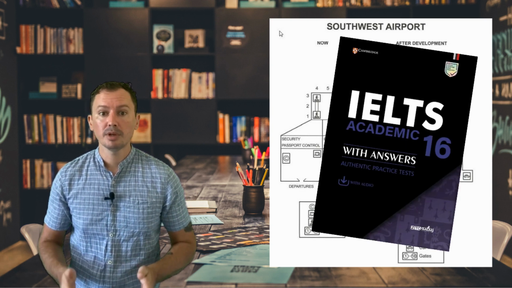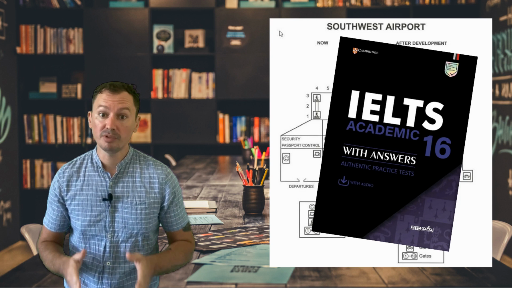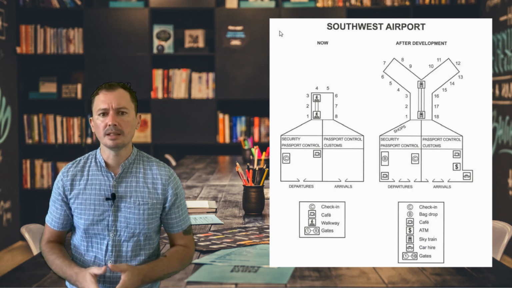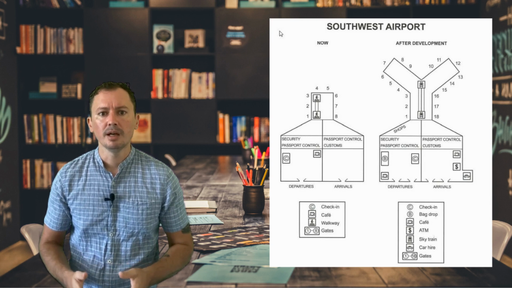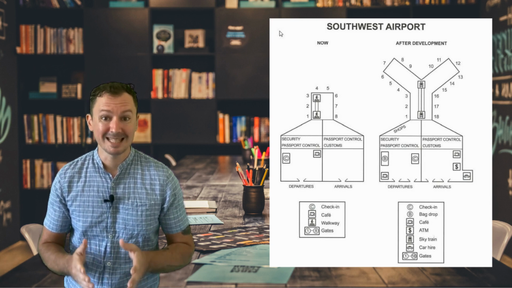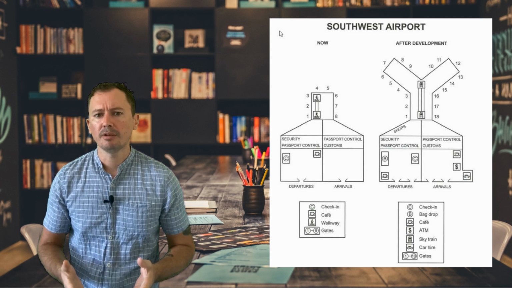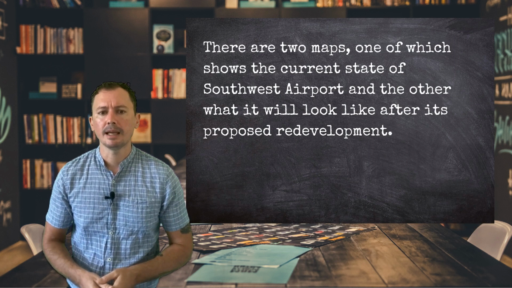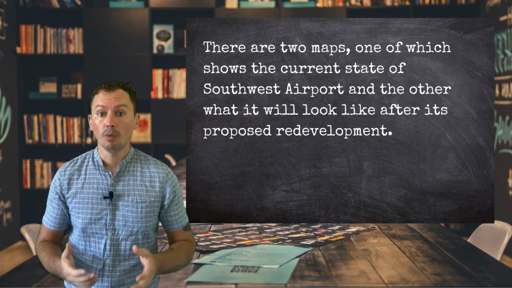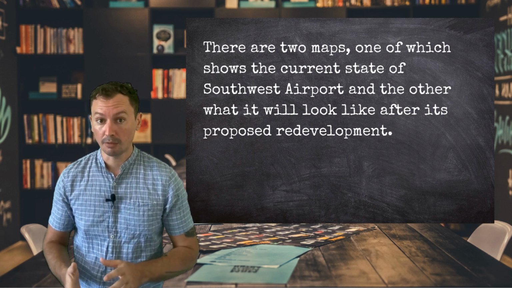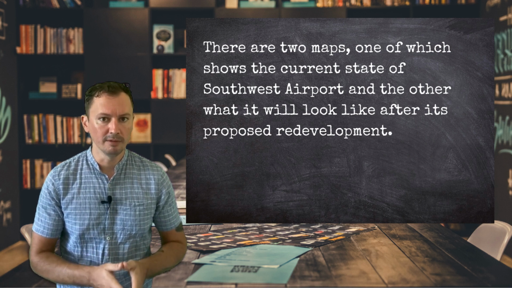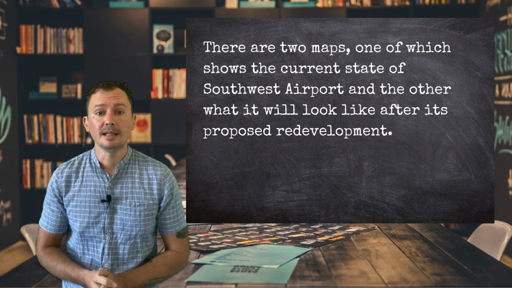Let's take this map as our first example. It is from Cambridge IELTS 16, which is the most recent in the Cambridge IELTS book series. My first sentence would introduce the reader by imagining that they cannot see it. I need to tell them what the map is about in straightforward terms. For example, I might say, there are two maps, one of which shows the current state of Southwest Airport and the other what it will look like after its proposed redevelopment. This is nice and easy.